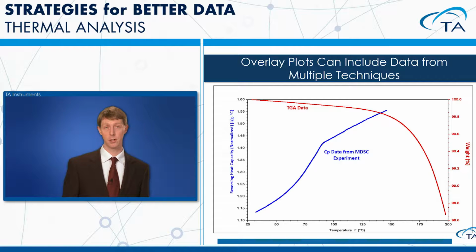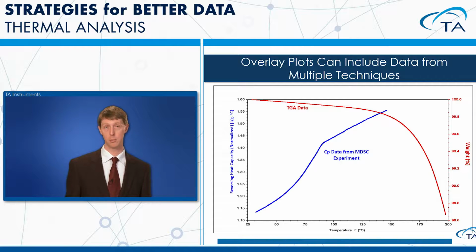So in this particular case, you can see that we actually have the ability to plot multiple data sets or multiple instrument types on one overlay. And so in this particular case, we actually see a weight loss curve that was most likely collected from a TGA, and a heat capacity curve, which was collected from a modulated DSC experiment.